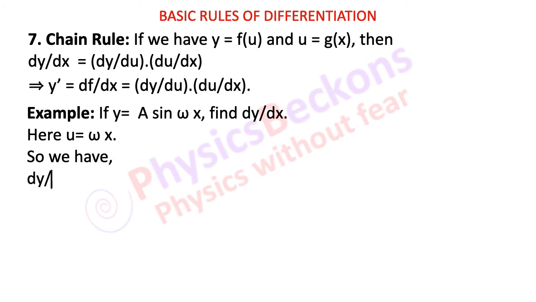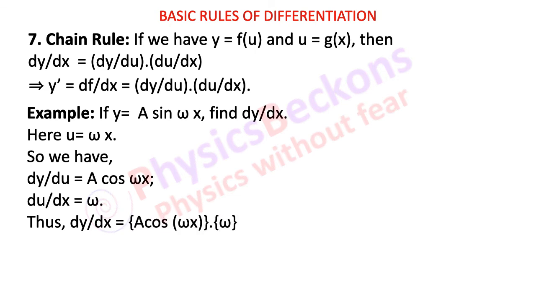We have dy by dx is equal to a cos omega x, because this is u. So the differential of y with respect to u will be a sin u differentiated, or a cos u, or a cos omega x. Then the differential of omega x will be omega, because omega is a constant term. So you can get the differential here as omega a cos omega x.